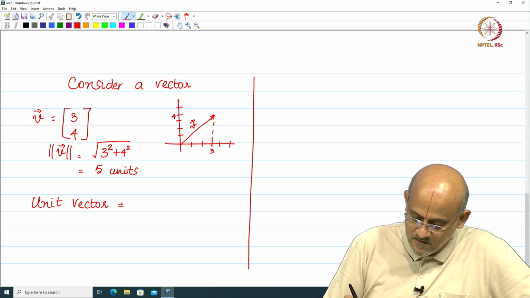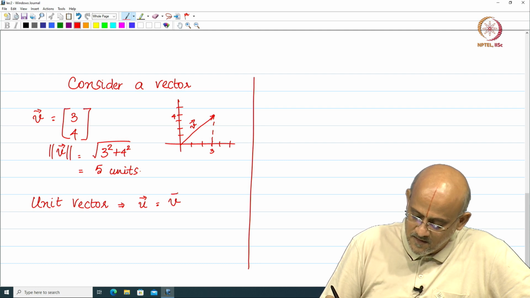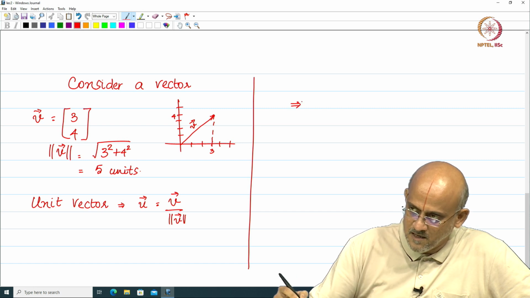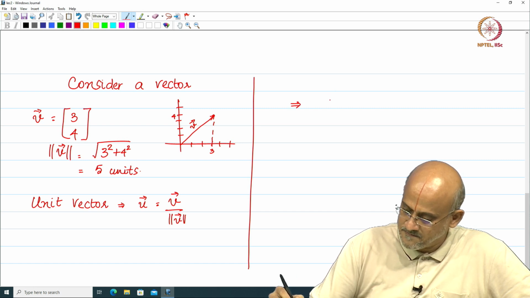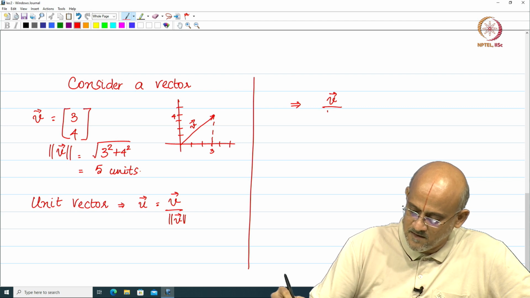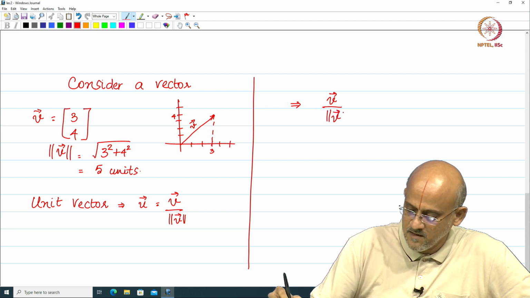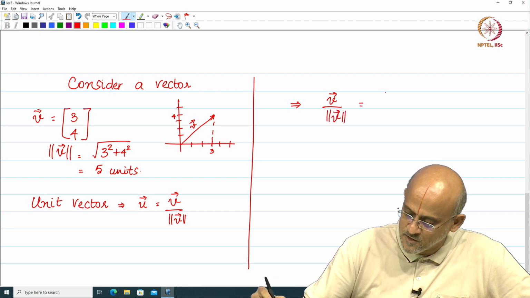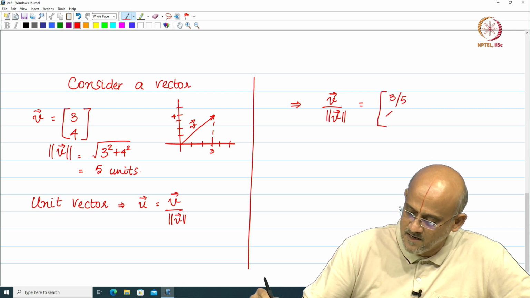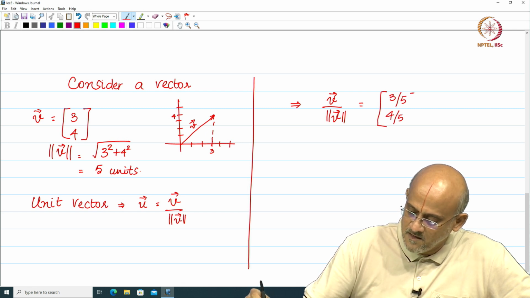Now, if I want to get the unit vector out of this, what do we have? The unit vector u is given by the vector v divided by its length. Every component is going to change now: every component becomes 3 by 5 and 4 by 5. So, this is going to be my u vector.